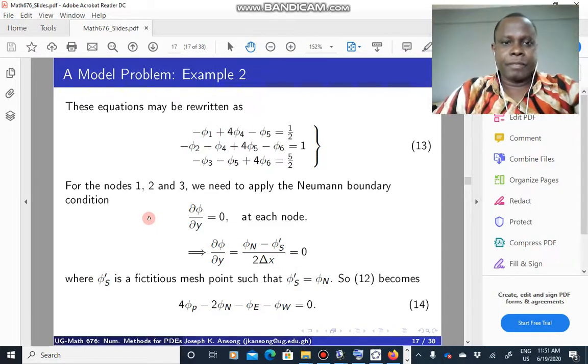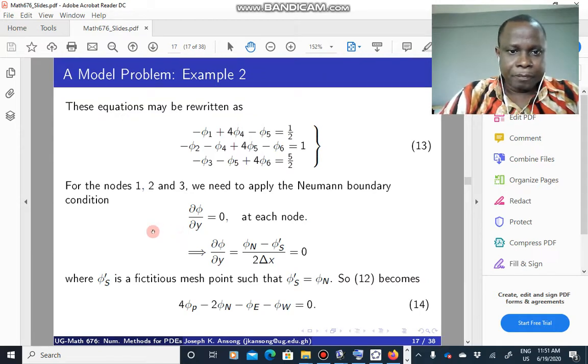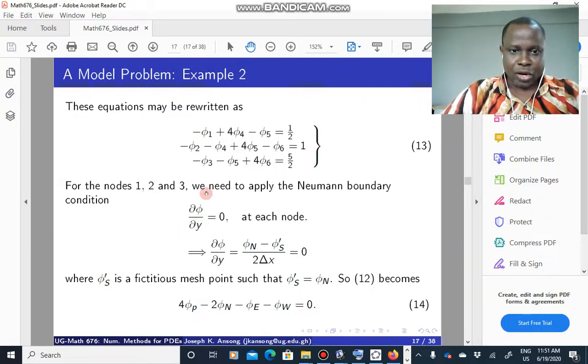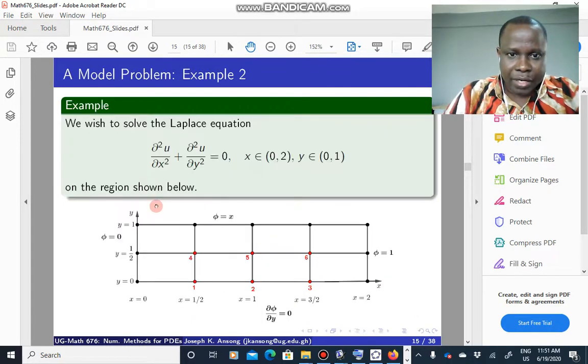Hello. So we ended our last lecture here, where we are trying to study how to apply the Neumann boundary conditions to the problem that we're given. Okay. So I will just go back. This is the problem. It's a Laplace equation on this domain.